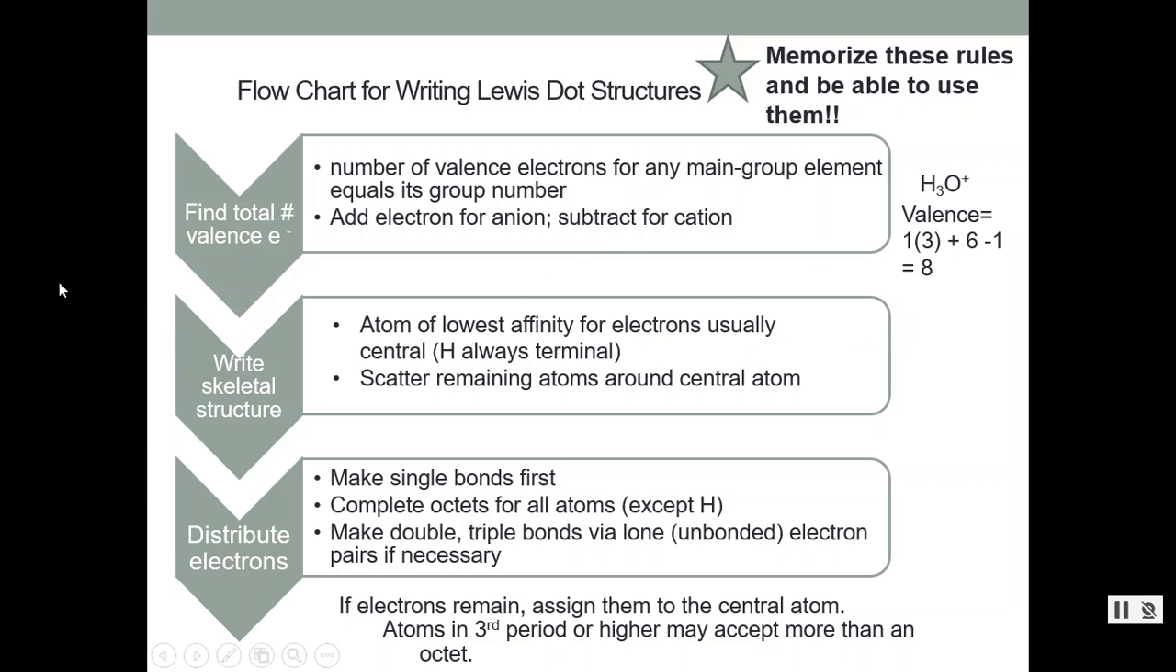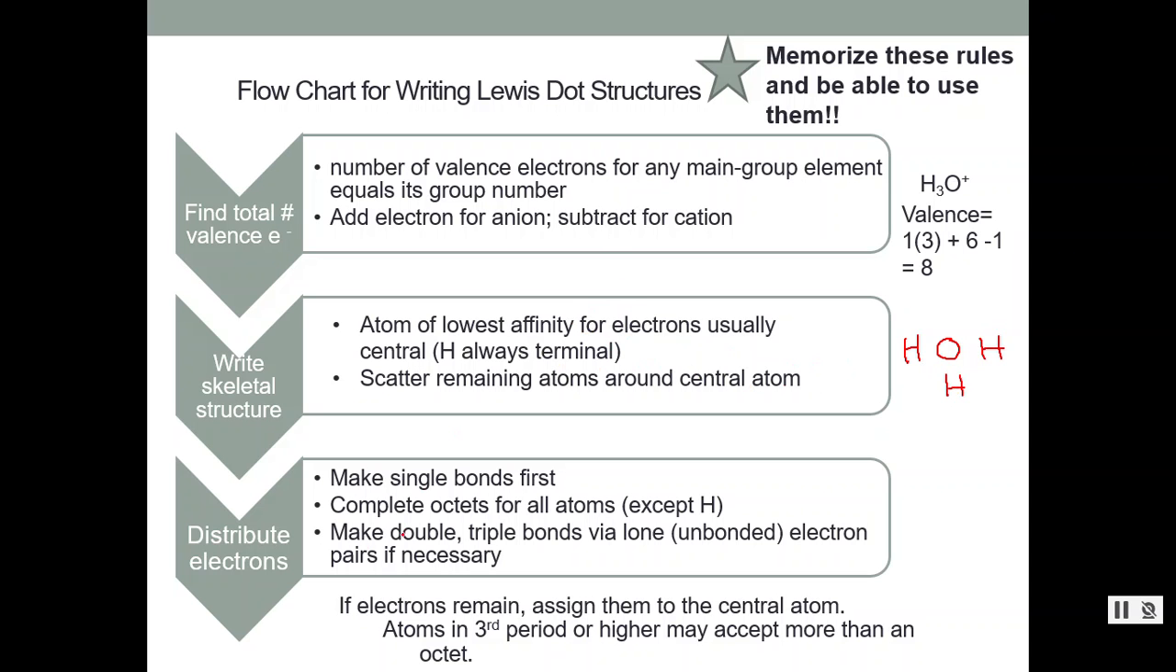So for this hydronium ion example, let me get my pen. Hydrogen can't be central, so our only choice is oxygen. So we have oxygen as our central atom, and we scatter our 3 hydrogen atoms around it. After determining the central atom, we scatter our remaining atoms around it. So step 2 is done.